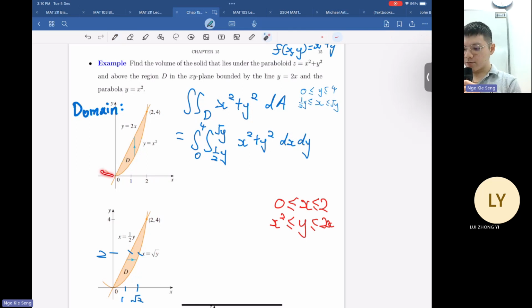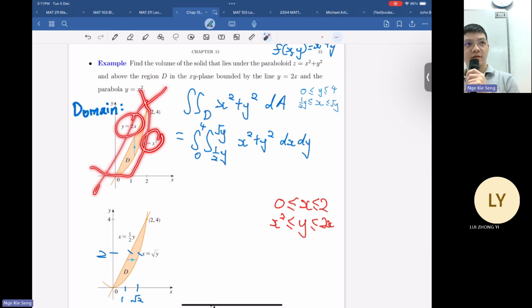So you need to make sure that you plot these curves right. If you plot 2x below and x squared above, then you will be in trouble. So you need to make sure you plot the right region. So how to check whether 2x is higher than x squared or not? Just plug in a value and try. Try a few values.